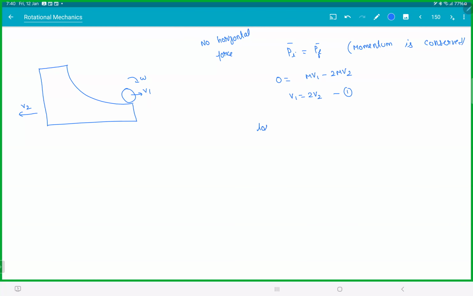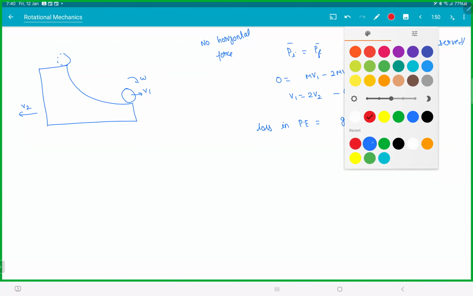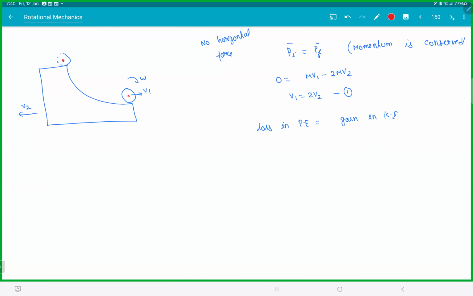Next thing, energy conservation. Loss in PE is equal to gain in kinetic energy. If you observe here, the center of mass has gone from here to here, so that is still R only. mgR is equal to half mv1 square plus half, it's a solid sphere, so 2 by 5 mR square omega square, plus half 2m v2 square. This is for the wedge and this is for the ball.